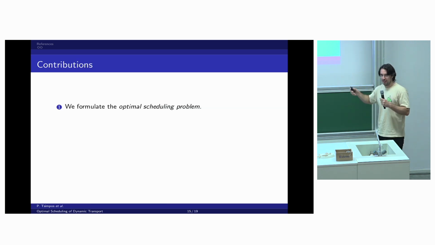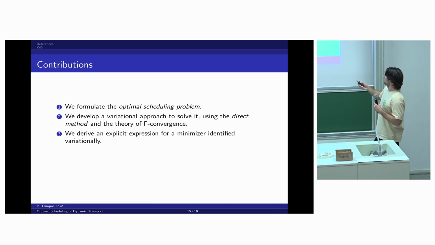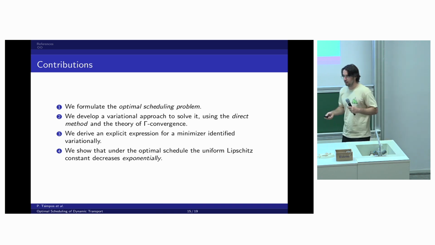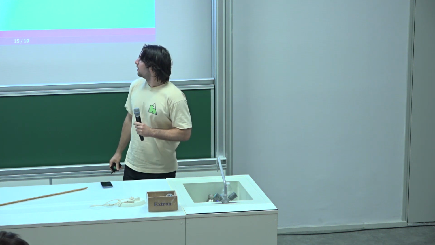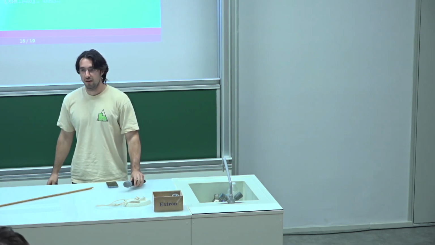So just to tell you what we did, we formulated the optimal scheduling problem. We developed a variational approach to solve it. We used gamma convergence and the direct method to do so. We derived an explicit expression for a minimizer, which I showed you. And then we noted that under this minimizer, the optimal value decreases exponentially. So with that, thank you very much. And yeah, let me know. These are the references. Any questions?